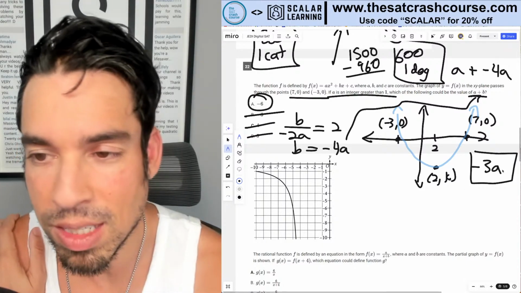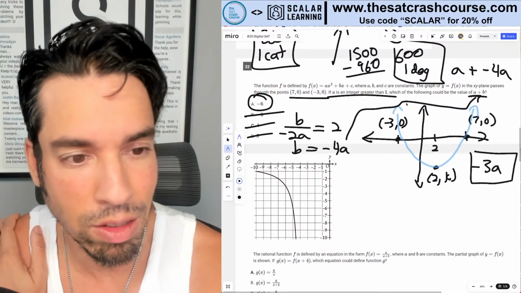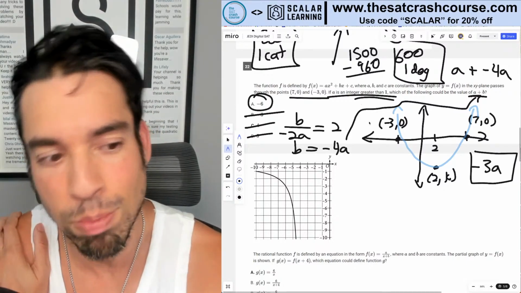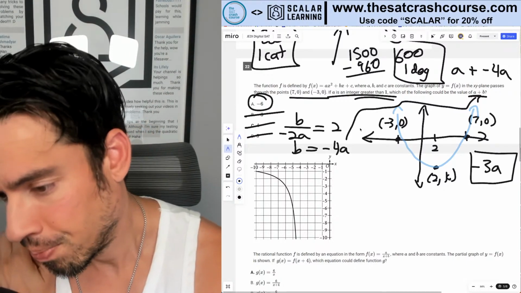The only possible option here is this one. And the reason why is because then a would be 2. 2 times negative 3 is negative 6. 2 is greater than 1. Everything matches. Boom, done.